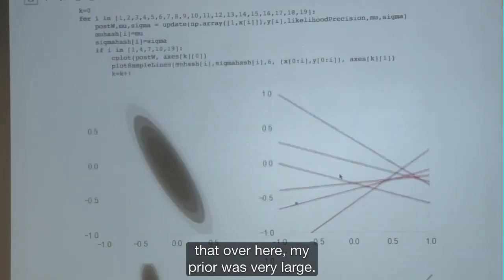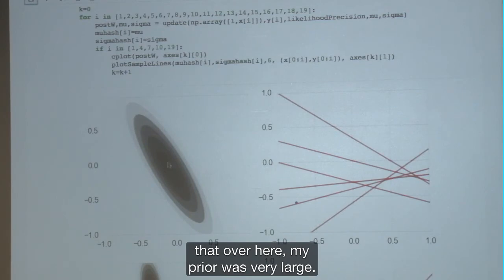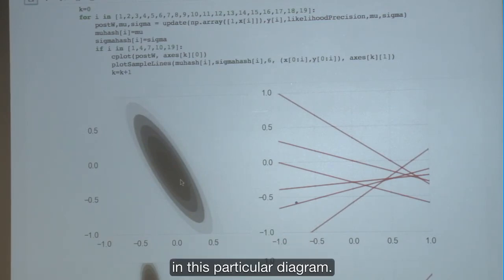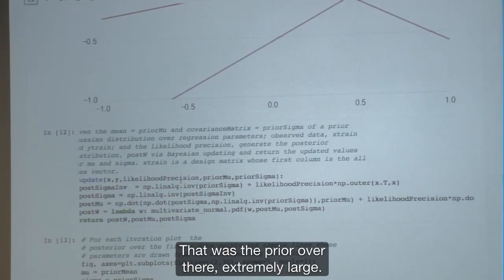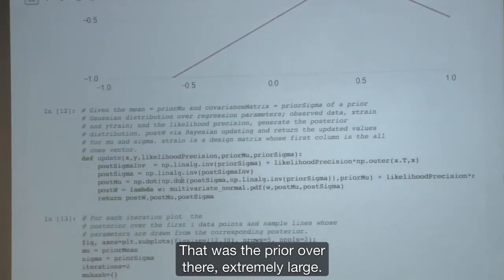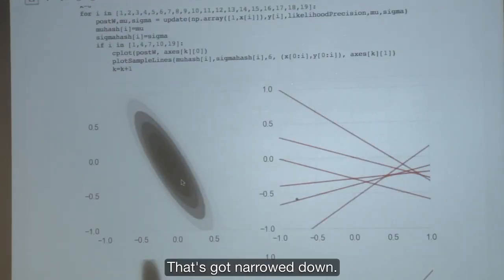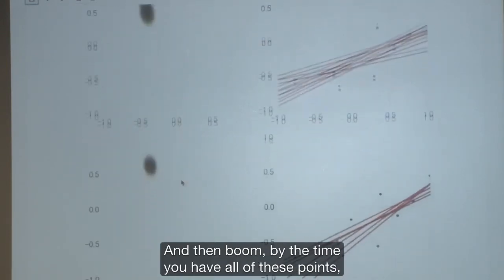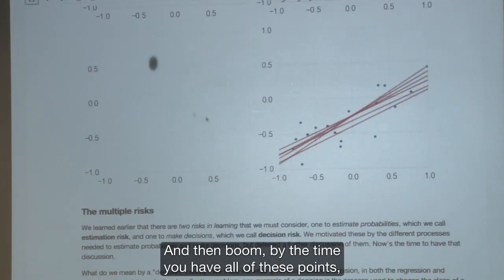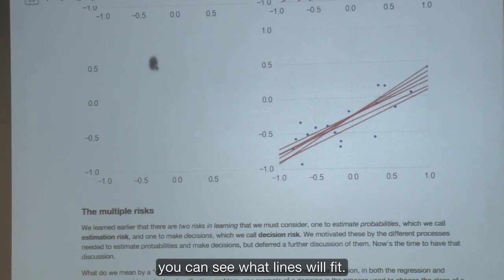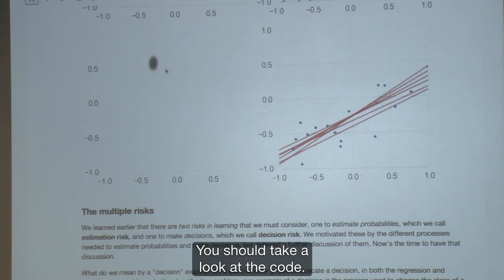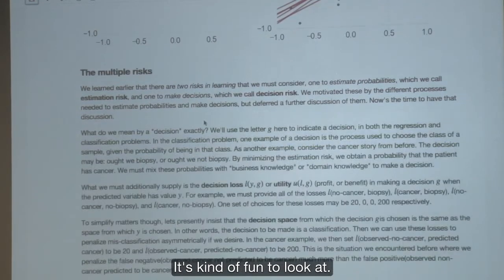Over here my prior was very large, or actually this is not the prior in this particular diagram. That was a prior over there, extremely large. Here this is the first posterior after seeing 1 point. That's got narrowed down, but still it's all over the place. And then boom, by the time you have all of these points, you can see what lines will fit, and you can see the areas. You should take a look at the code. It's kind of fun to look at.